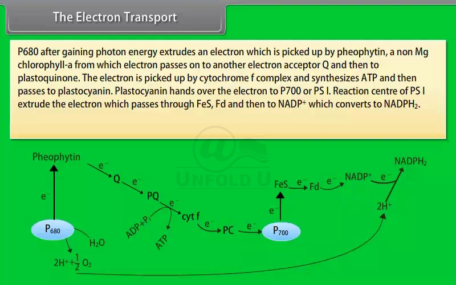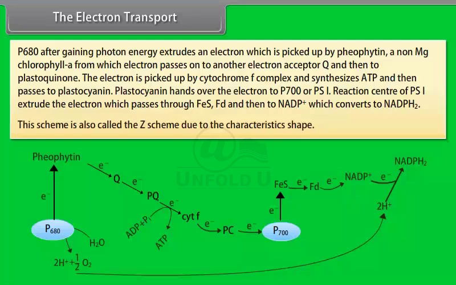The reaction center of PS1 extrudes the electron, which passes through FeS, Fd and then to NADP+, which converts to NADPH2. This scheme is also called the Z scheme due to its characteristic shape.